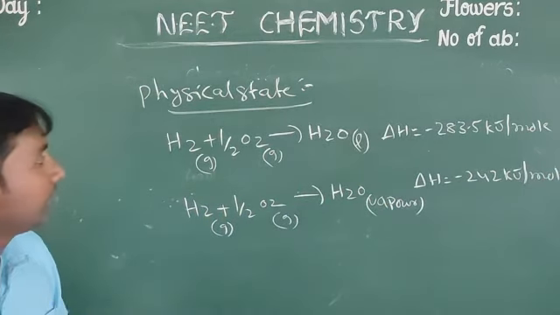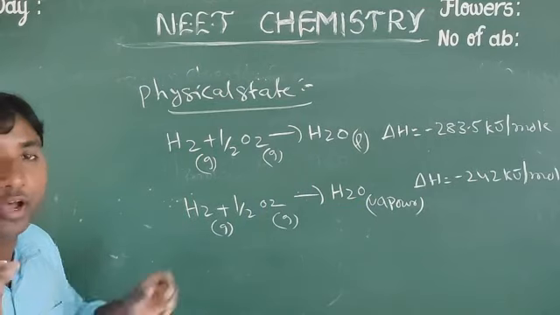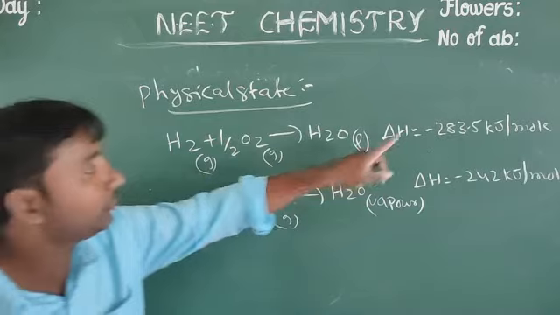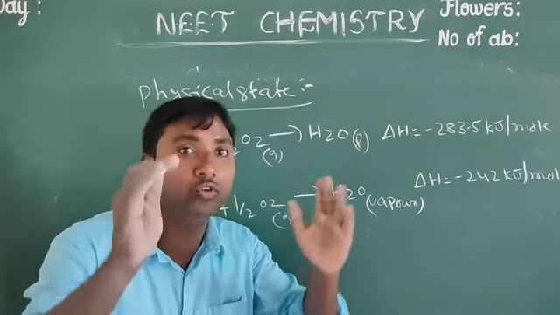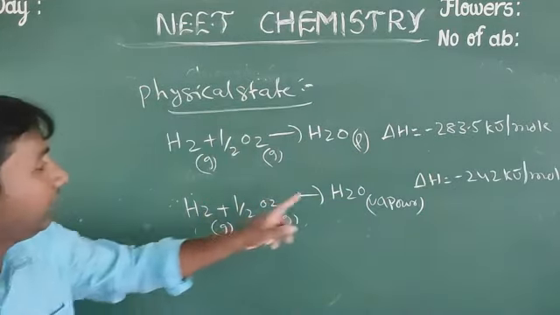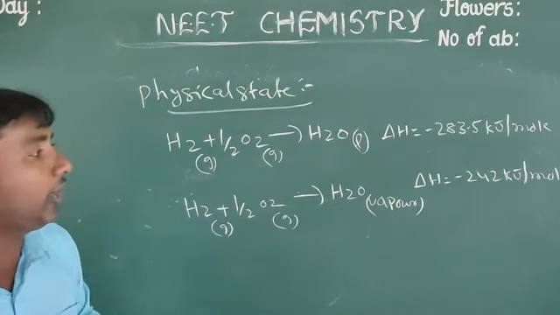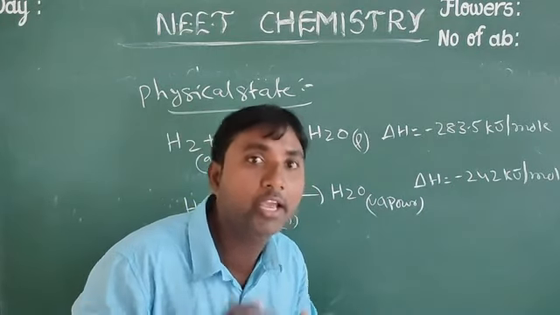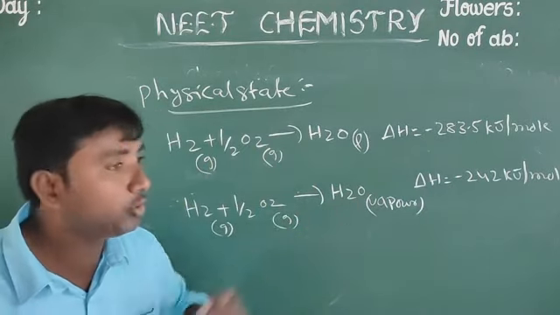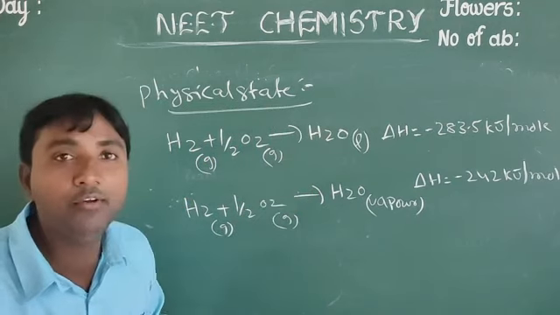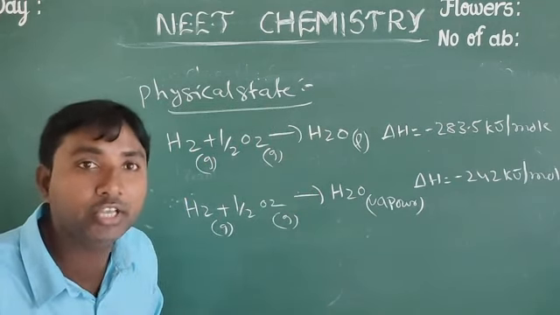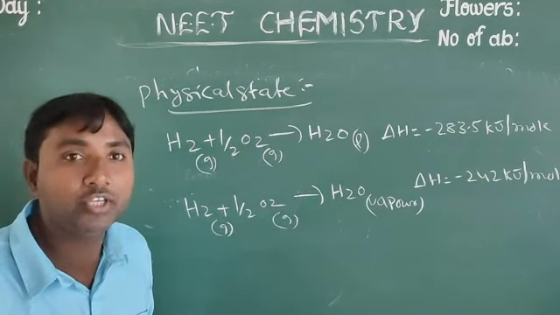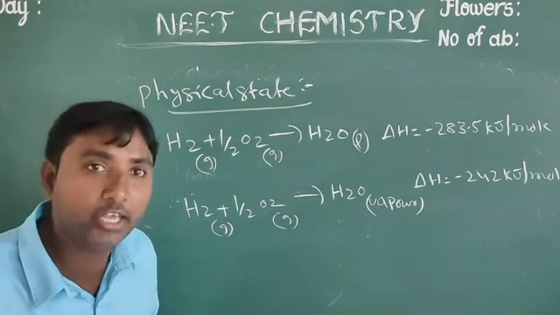That means H2 plus half O2 forms water. If water forms in the liquid state, 283 kilojoules of heat energy is released. If water forms in the vapor state, minus 242 kilojoules per mole of heat energy is released. Compared to vapor formation, liquid formation releases more heat energy, because compared to vapor, liquid requires more heat energy to be released.